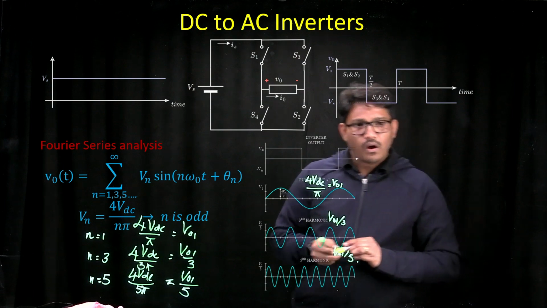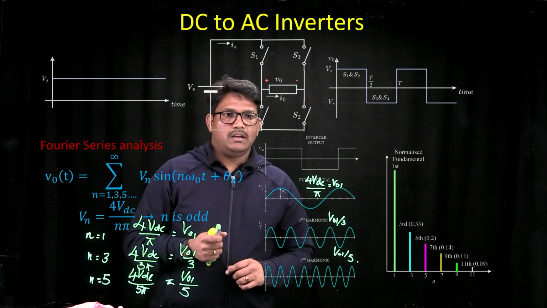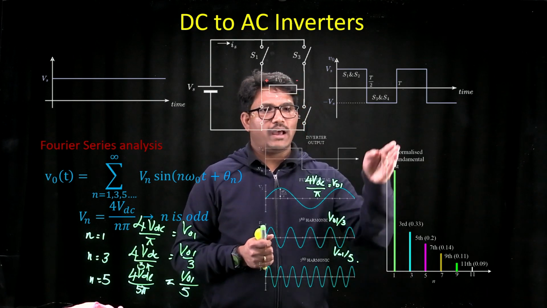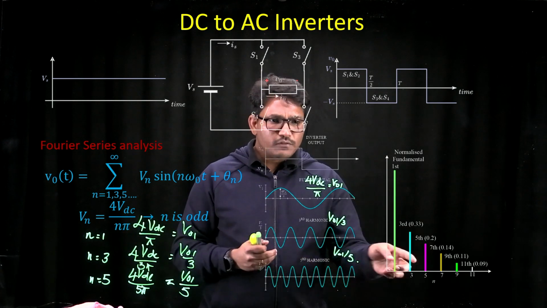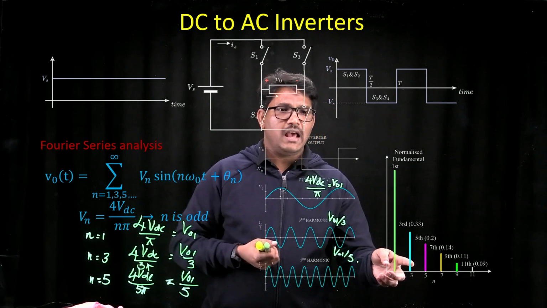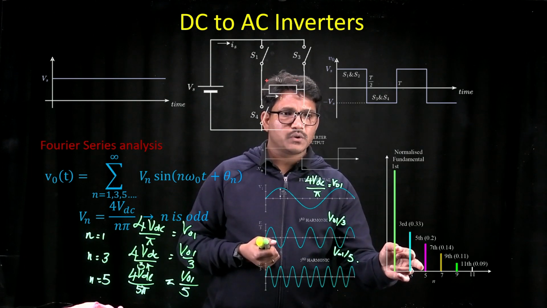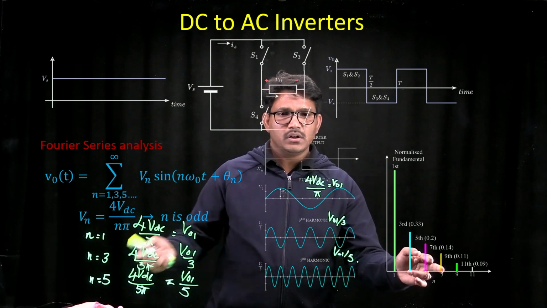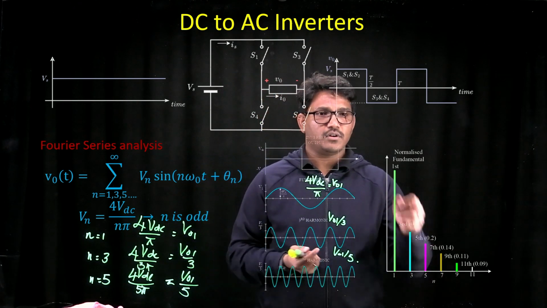So now if you try to plot the frequencies and the corresponding peak values, for the first order frequency, you have the peak value we indicated, 4VDC upon pi. For the third order frequency, we have the magnitude as 1/3 of your fundamental frequency. For the fifth order frequency, we have the magnitude as 1/5 of the fundamental frequency. That's what we see here. Now for the seventh order, you can expand this and see that it will have a magnitude which is 1/7 of your fundamental frequency.